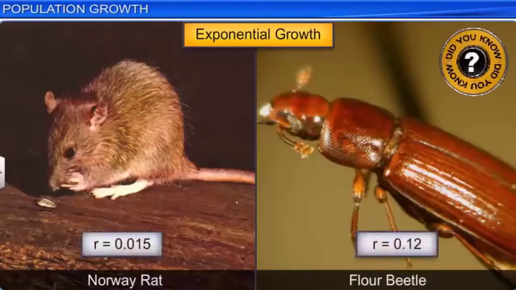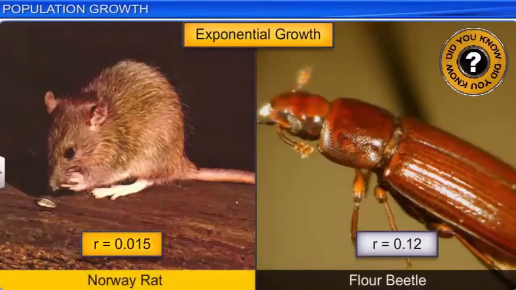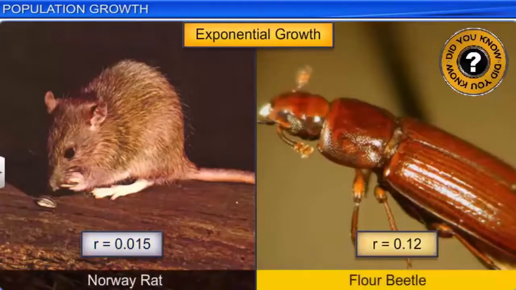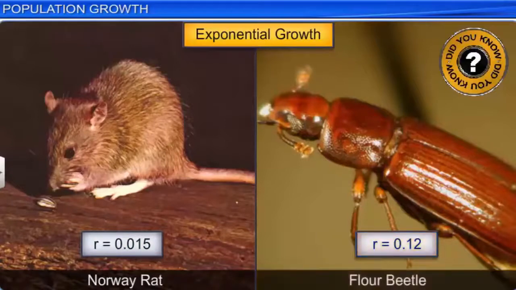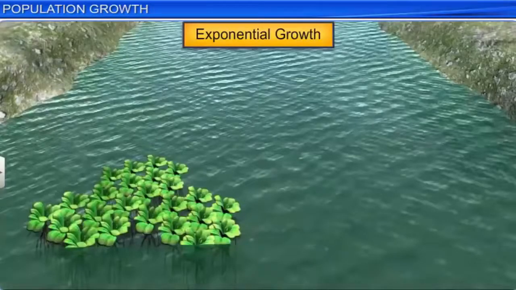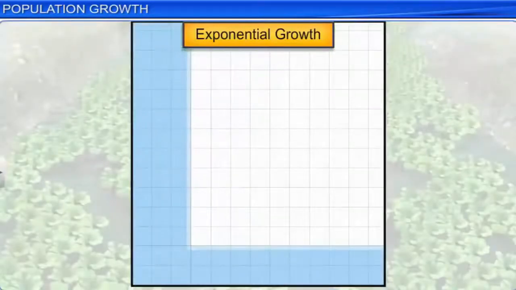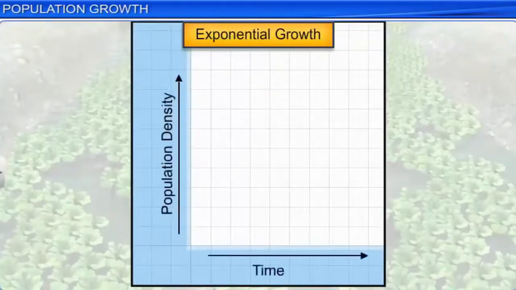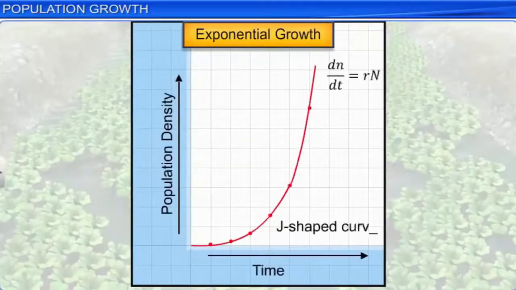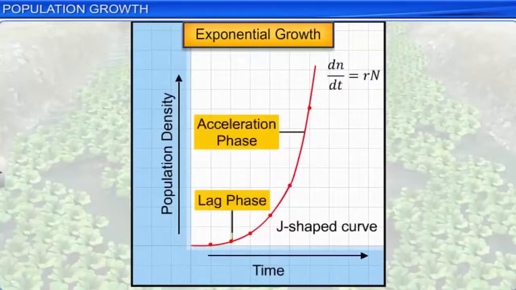Did you know that the value of R for the Norway rat is 0.015 and for the flower beetle is 0.12? These numbers indicate that the rate at which the population size of the flower beetle increases is greater compared to the Norway rat. Now, to determine the population growth pattern of the pistia plant, we plot various readings of population density against time. On plotting the readings, you will notice a J-shaped curve which shows two phases, a lag phase followed by an acceleration phase.